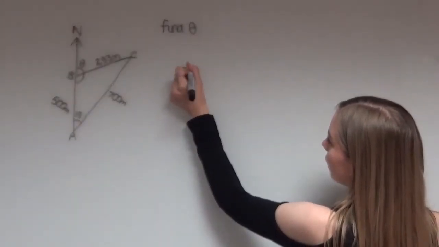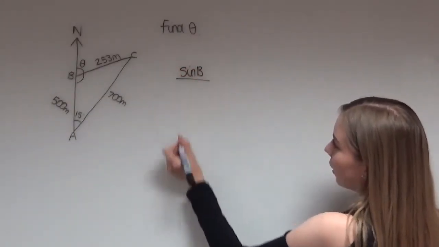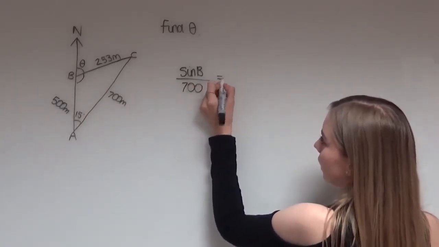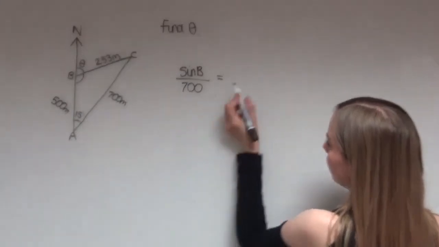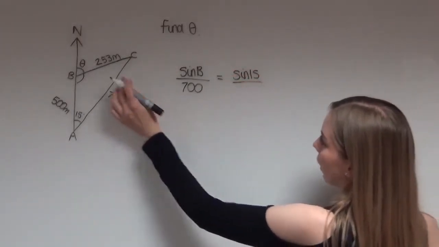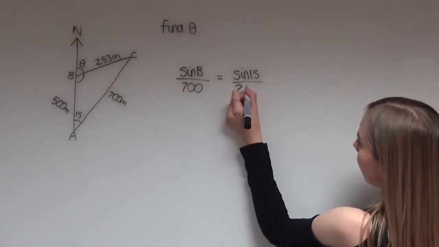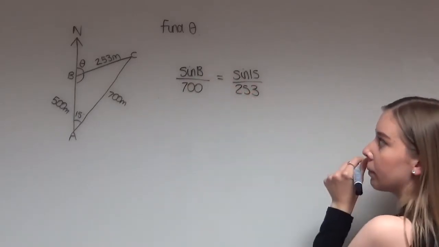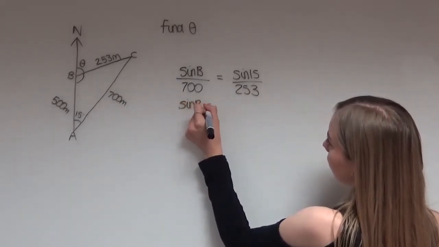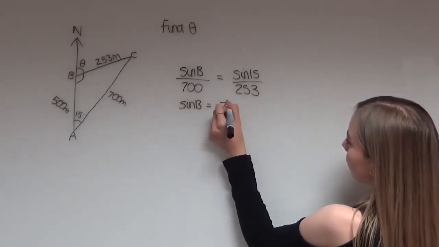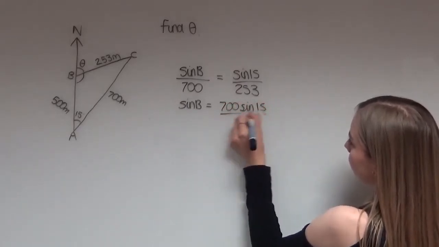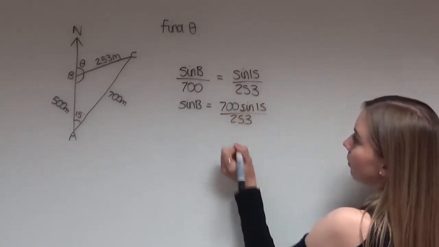So sine of b divided by its opposite length, which is 700, equals sine of this angle here, which is 15, divided by its opposite length, which we worked out earlier as 253. And to find sine of b, you just have to times this 700 by both sides to get 700 sine of 15 divided by 253.